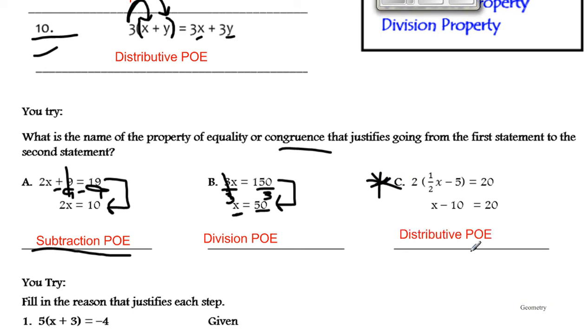And this is the distributive property of equality. We have taken the 2 and distributed it to the quantity 1/2 x minus 5. So we have to do 2 times 1/2. Well, 2 times 1/2, the numerator and the denominator reduce to 1. So we're left with 1x. Remember, we don't write 1x, we just write x because it's understood that there's only 1. And then we still have to do 2 times -5, which gives us -10. And then nothing happens to the 20 because there was nothing being multiplied to it.